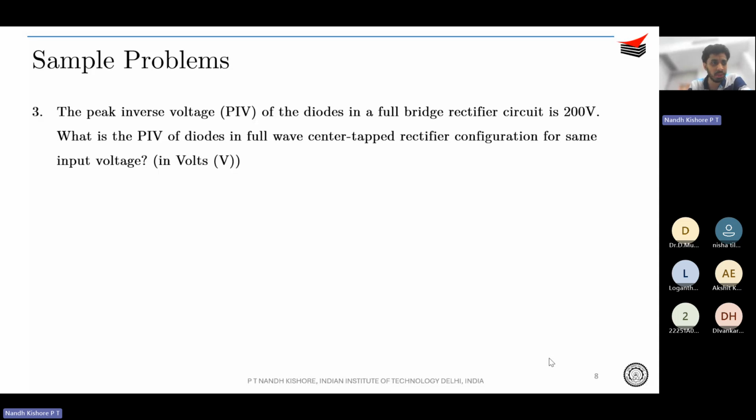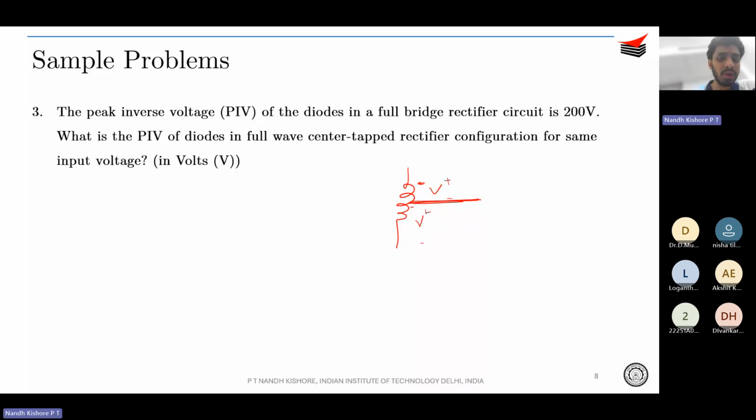So I guess you would have studied about this in the lecture slides itself, about a full wave center tap rectifier. So I will just tell very briefly. You might have also studied something like this in transformers as well. So what you are doing is tapping it in the middle, correct? So you get a voltage over here and you get the same voltage over here as well.